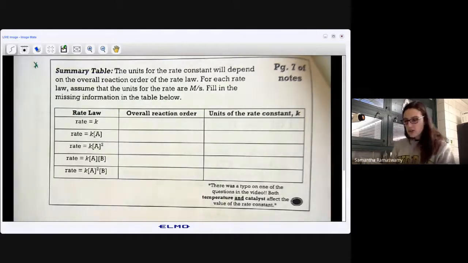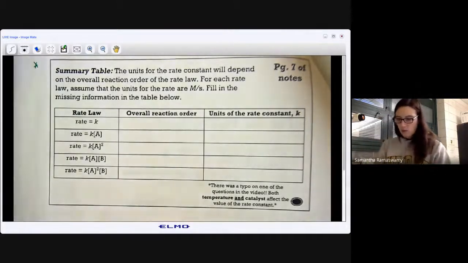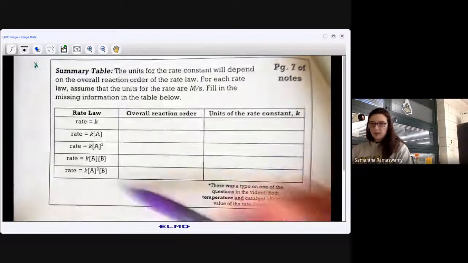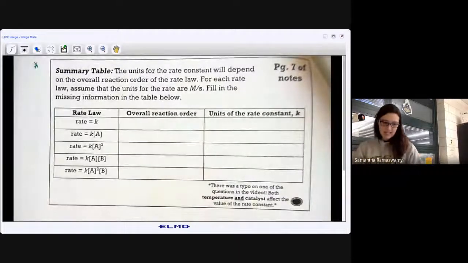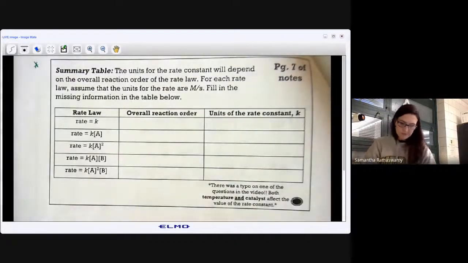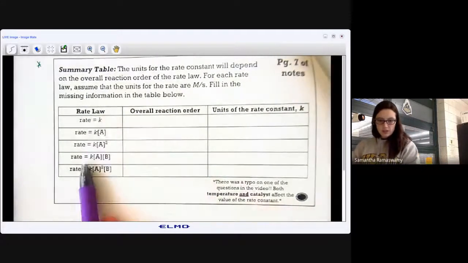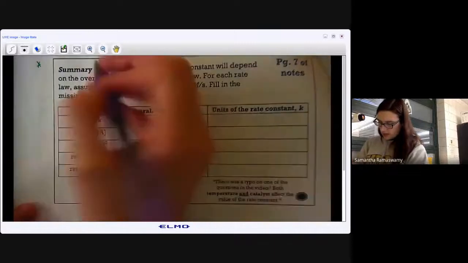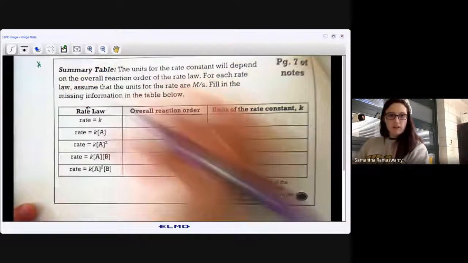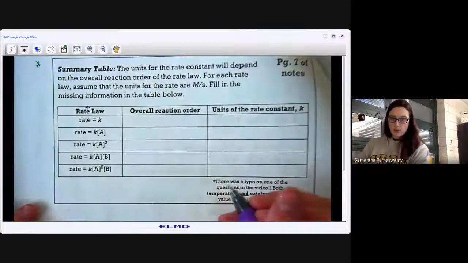So as we go through this, again, I'm going to add more information as we're looking at this table. You can feel free to add it in your notes as well. But with this summary table, this is looking at rate laws. So the first thing that I want to focus on is just a quick review of rate law again. Right? What is it? Why do we use it?